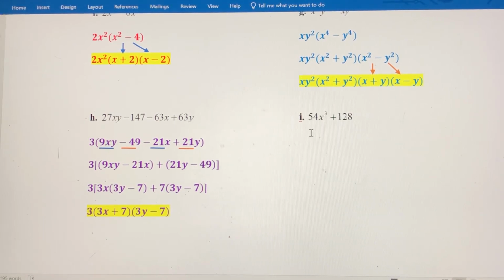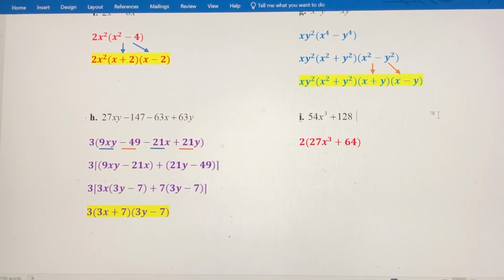All right. Obviously, you see x cubed. So we've only got two terms here. So the first thing I'm thinking is this is the sum of cubes. Now, it's not currently because 54 is not a perfect cube, and neither is 128. But what I should recognize is that both these numbers are even, okay? The greatest number that these two are both divisible by is 2.